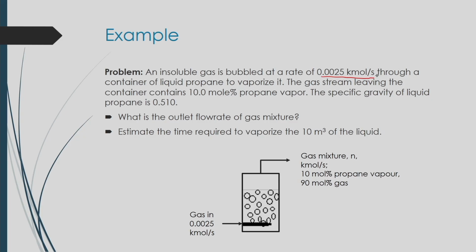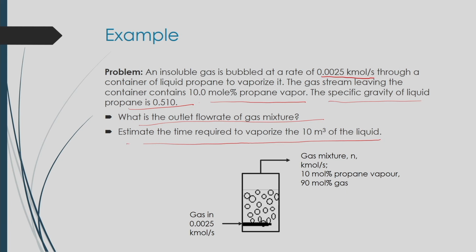Another example is given: an insoluble gas is bubbled at a rate of 0.0025 kilomole per second through a container of liquid propane to vaporize it. The gas stream leaving the container contains this mole percent of propane vapor. The specific gravity of the liquid propane is given. What is the outlet flow rate of the gas mixture? Estimate the time required to vaporize the 10 meter cube of the liquid there.